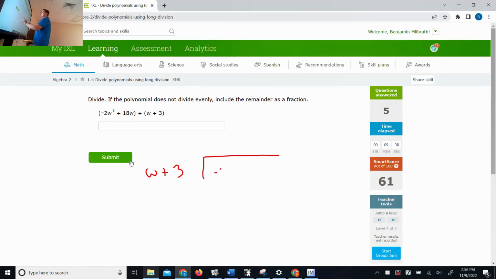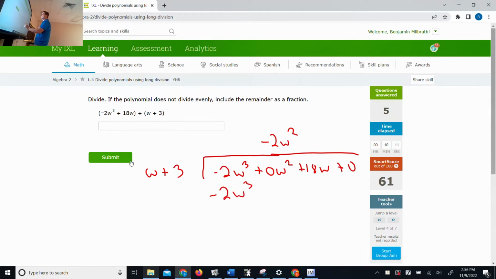I'm going to introduce a placeholder on this one. I notice that there are no w squared, so I'm going to put plus 0 w squared here. I need a placeholder. Don't have to have it, but it's nice. If I need to say plus a 0, I'm going to throw it there just in case. You need this standard form, decreasing exponents. The goal is to turn a w into a negative 2w squared, w cubed. That is done by multiplying by a negative 2w squared. That'll generate a negative 2w cubed minus 6w squared when I distribute.